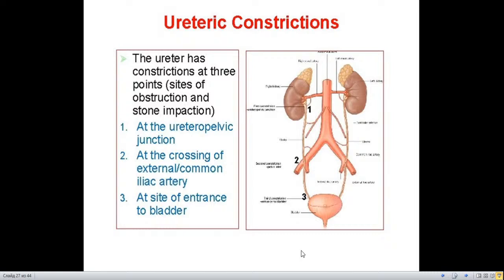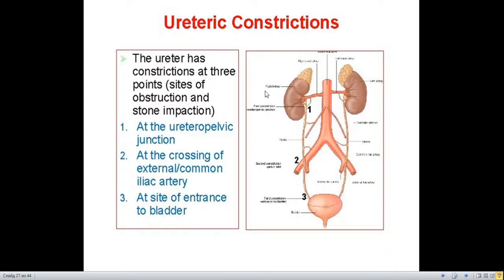On the slide is presented the localization of ureteral constrictions. The ureter has constrictions at 3 points: sites of obstruction and stone impaction. Very important information, because when you see a stone disorder of this region, first of all, a constriction is a very dangerous place for localization of a urinary stone.